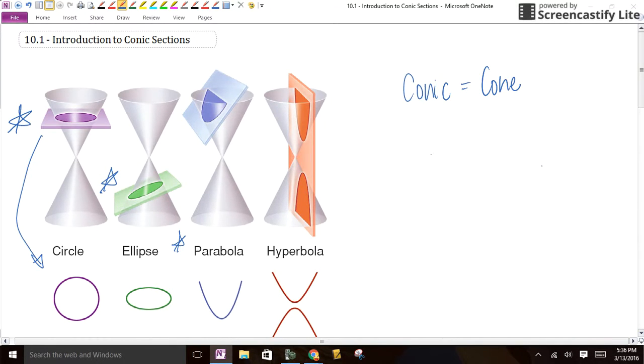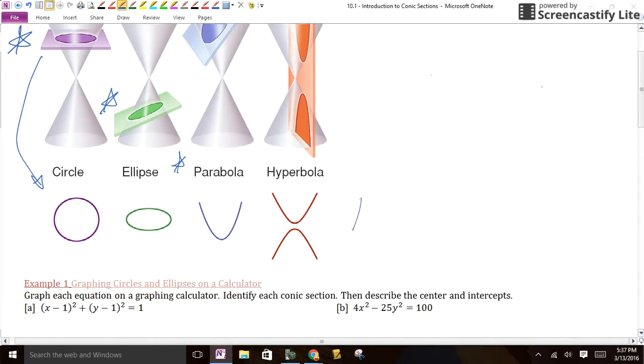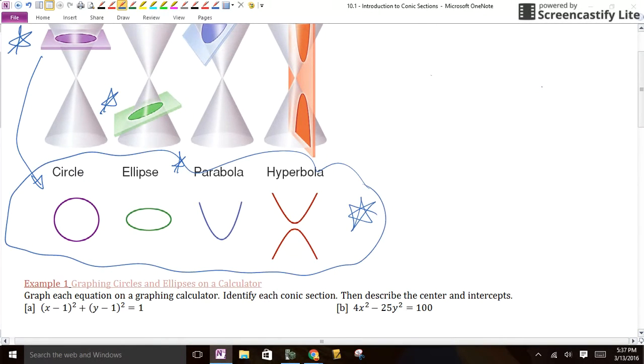And last but not least, if we slice it vertically where you can actually hit both cones, this is if we have two cones touching like we do in the drawing, you get what's called a hyperbola. And those four pieces right there are what make up the conic sections. When anyone talks about conic sections, most people groan. But just realize that all we're talking about are circles, ellipses, hyperbolas, and parabolas. That's it.